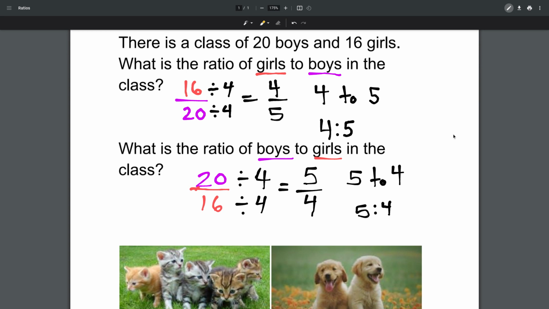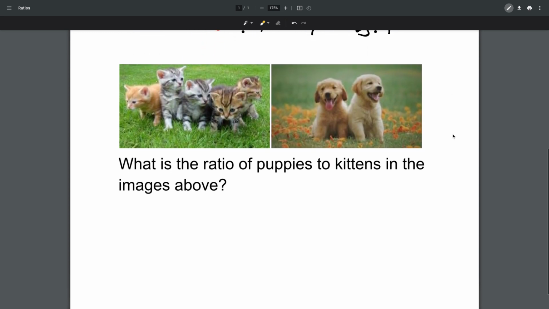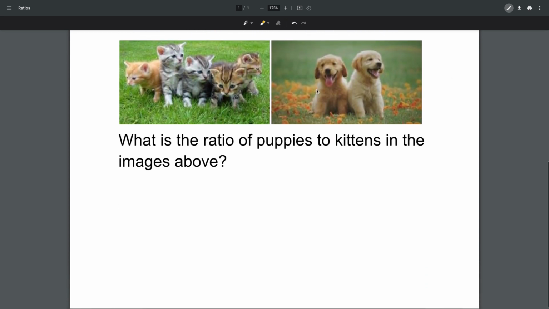Okay? All right, let's look at this next problem. Okay, so we have these two images here, and we have this question, what is the ratio of puppies to kittens in the images above? Well, let's see. We have 2 puppies here, and we have how many kittens? So we have 1, 2, 3, 4, 5 kittens. So 5 kittens. So how are we going to write that?